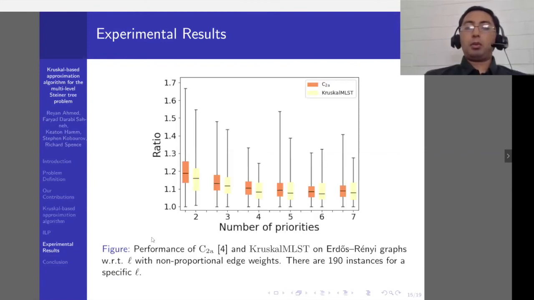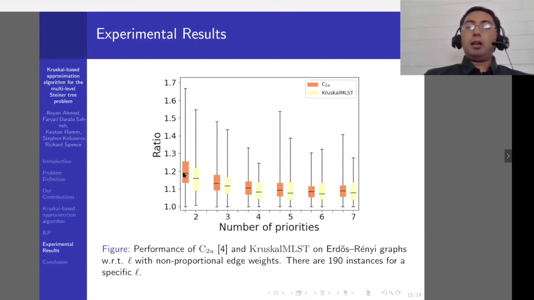We now provide a plot that compares the performance of C2A and Kruskal-MLST. C2A is the algorithm by Charikar et al. for non-proportional edge weights, and Kruskal-MLST is the Kruskal-based algorithm we proposed. Here, we provide the information on Erdos-Renyi graphs with respect to L, the number of priorities. For every priority, we have 190 instances, and we aggregate the information here. We provide the minimum, the average, and the maximum experimental approximation ratio for both algorithms.